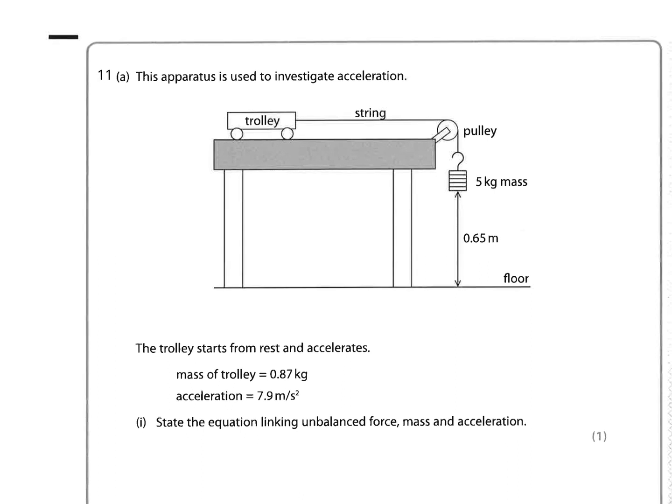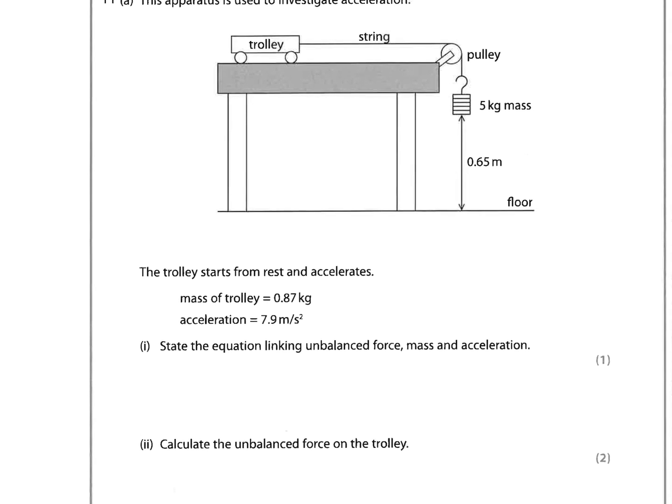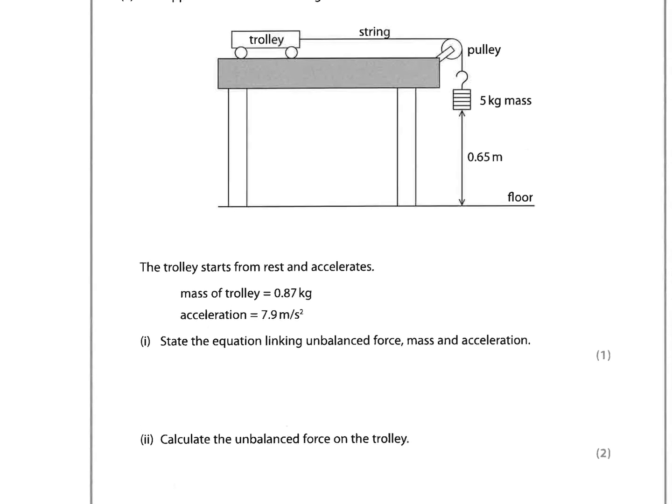Okay, now we're on to one with forces. We have a trolley that's linked to a pulley and mass is on the pulley for it to drop a distance. This is a resultant force, and that's going to cause a resultant acceleration on the trolley. So let's see what it said. State the equation linking the unbalanced force, the mass and the acceleration. Hopefully you all did your revision, and you knew that it was F equals ma, or the resultant force equals ma.